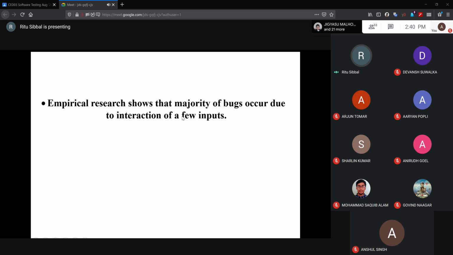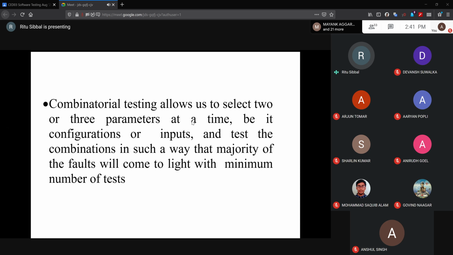And what has been observed is that combinatorial testing allows us to select 2 to 3 parameters at a time, like the environment in which it is working, OS and platforms, or it could be simple inputs to the program, and test the combination of both the configuration and inputs in a way that the majority of faults will come to light with a minimum number of tests.